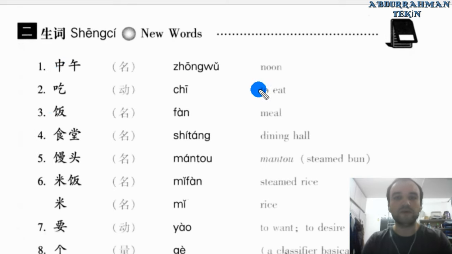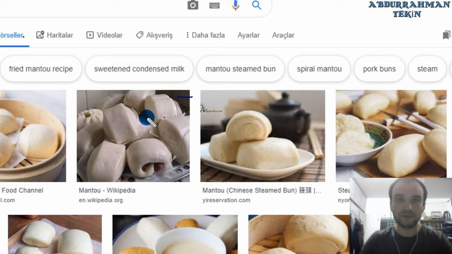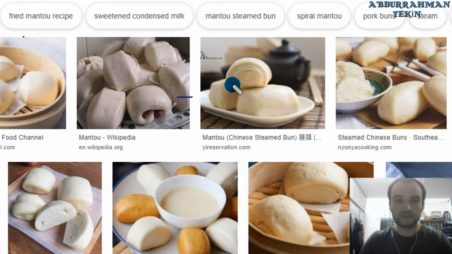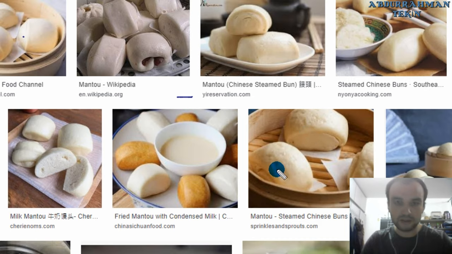First word is 中午, means noon. 中午. And 吃 means eat, to eat. Fan means meal. 吃饭, eat meal, have a meal. 食堂, 食堂 means dining room, dining hall. 馒头, 馒头 is a food, something like bread, and I will show you the picture. Yeah, mantou is like this. It's a kind of bread, but it's steamed.